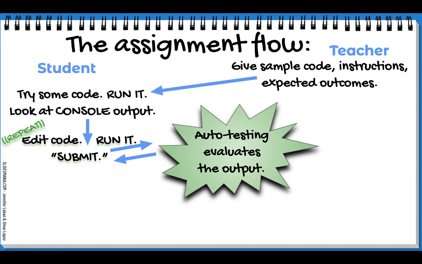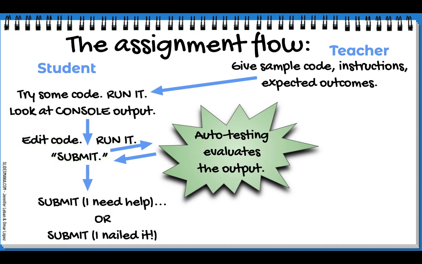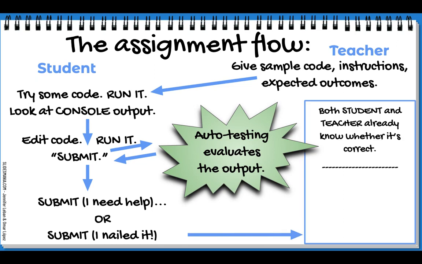Repeat, edit the code some more, run it, submit, auto-test. At some point, the student decides either to submit the assignment without having it run properly or submit it because they know they're right. The great thing is that at this point, both the student and the teacher already know whether it's correct.